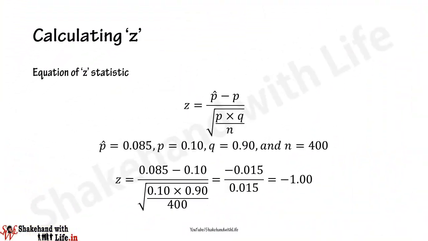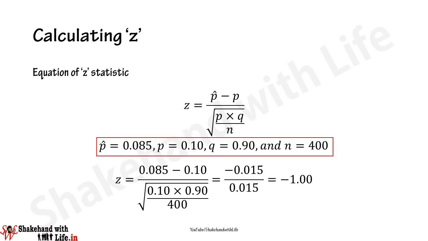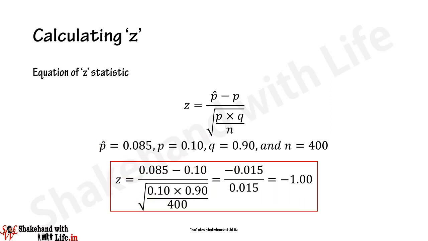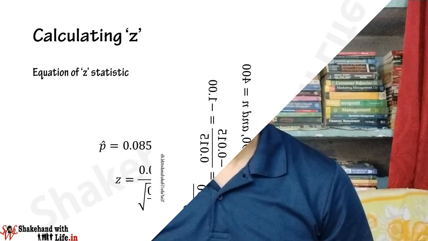Now the test statistic to solve this problem is given by the equation Z equal to P cap minus P in the numerator and divided by square root of P into Q divided by N in the denominator. Now put the values of P cap, P, Q and N in the equation of Z statistic and solve the equation. And after having solved the equation, the value of Z comes out as minus 1.00.